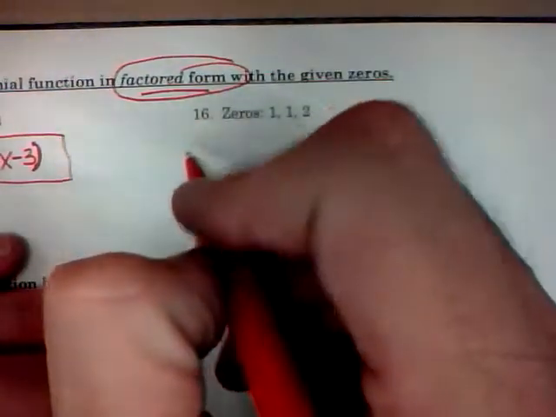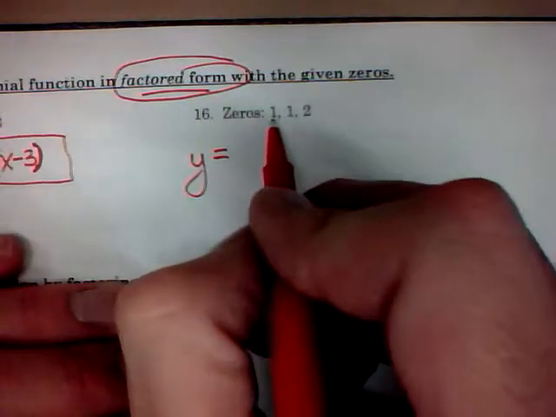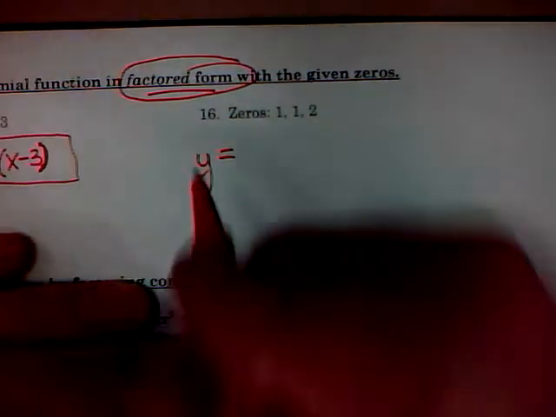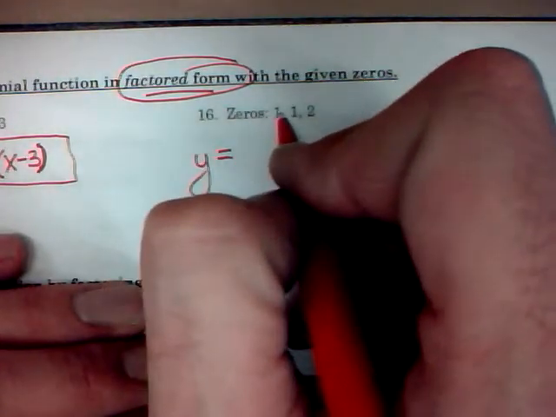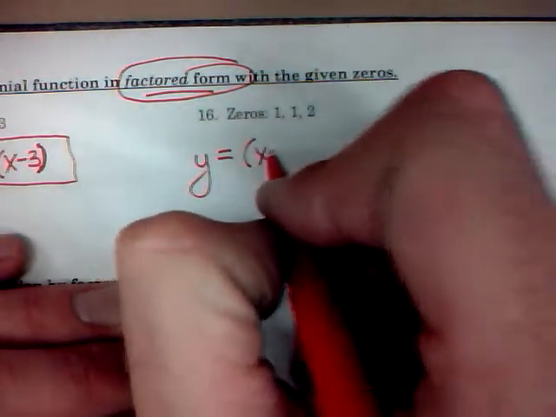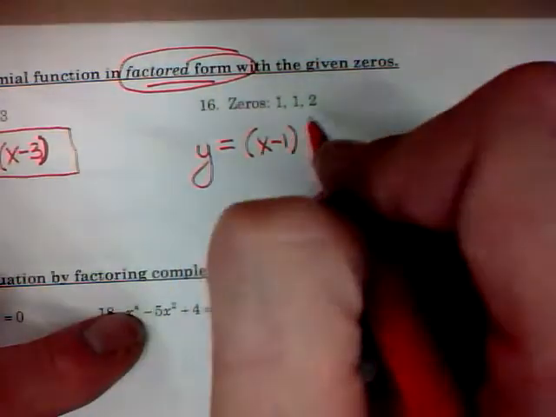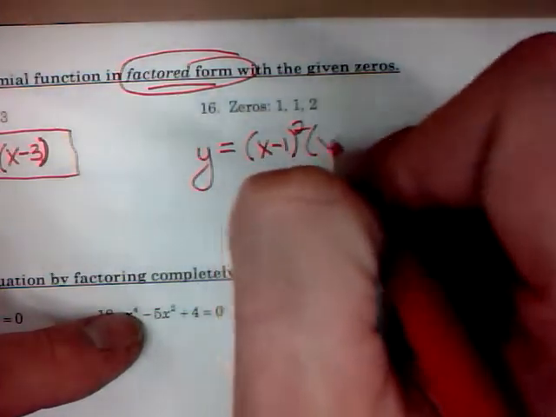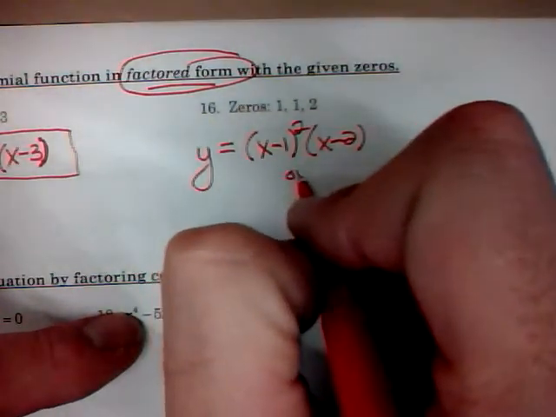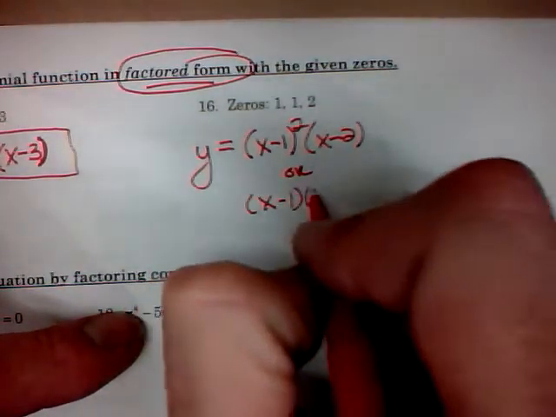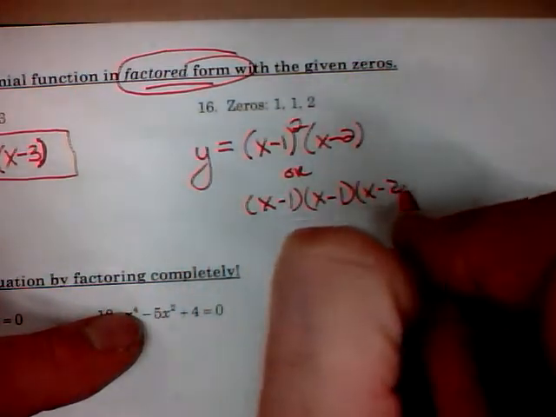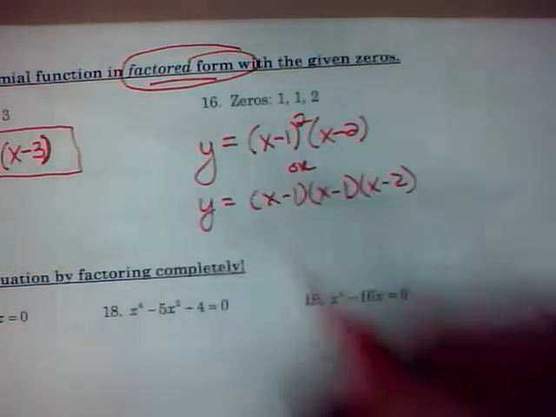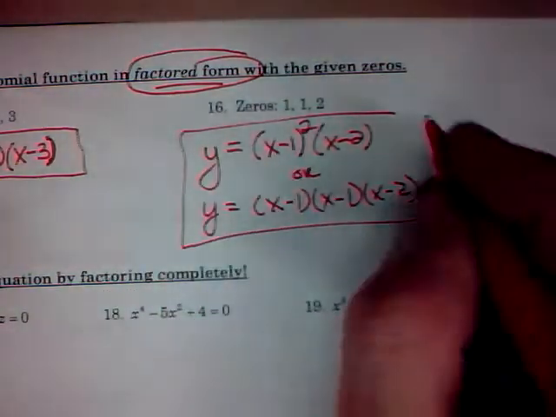So on 16, we've got y equals, and it looks like we've got two zeros that give you 1 as the answer. So if your 0 or x-intercept is 1, your factor would be x minus 1. But since it occurs twice, you can either write it twice or you can just square it. And then your other factor would be x minus 2. So you can write it that way, or you can write it as x minus 1, x minus 1, x minus 2. Okay? However you prefer to write that out. Either answer would be acceptable.